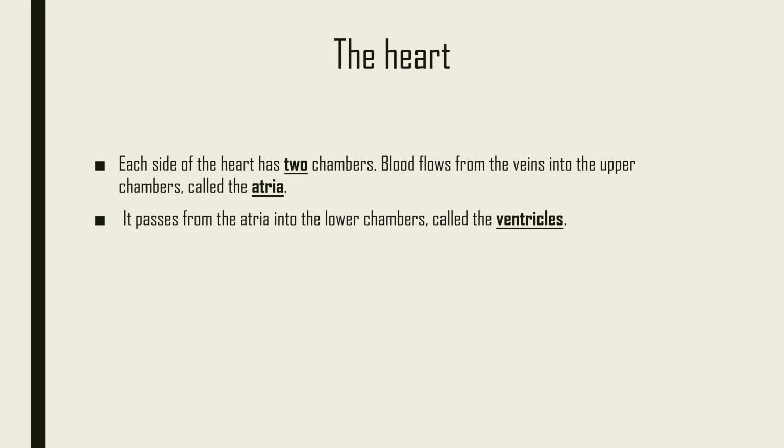Each side of the heart has two chambers. Blood flows from the veins into the upper chambers called the atria or atrium. It passes from the atria into the lower chambers called the ventricles.